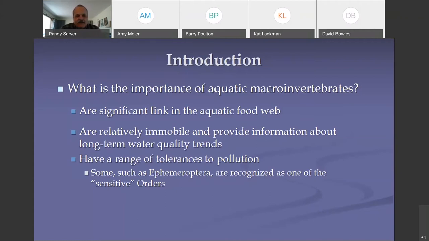They also are a useful tool for water quality, in that they have a range of tolerances to pollution. And even within Ephemeroptera, there is a range. But typically, when we talk about EPT, or that index or metric, we are recognizing Ephemeroptera as being one of the more sensitive orders.